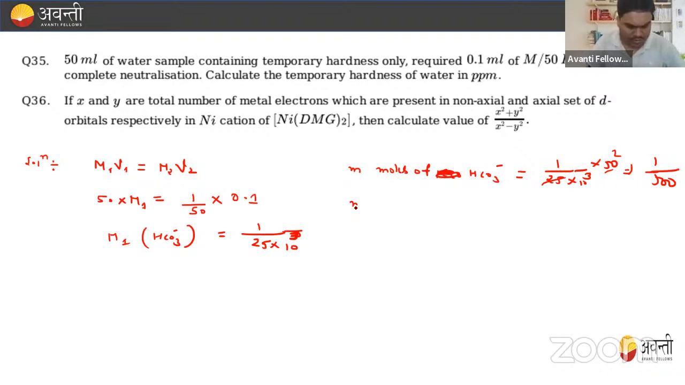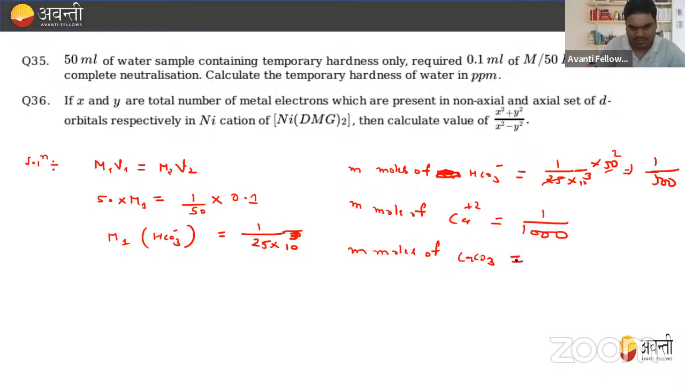Similarly, m moles of calcium 2 plus is equal to 1 upon 1000. m moles of CaCO3, m moles of CO3, is equal to 1 upon 1000 into 10 to the power 3. So this comes out to be 10 raised to the power minus 4.